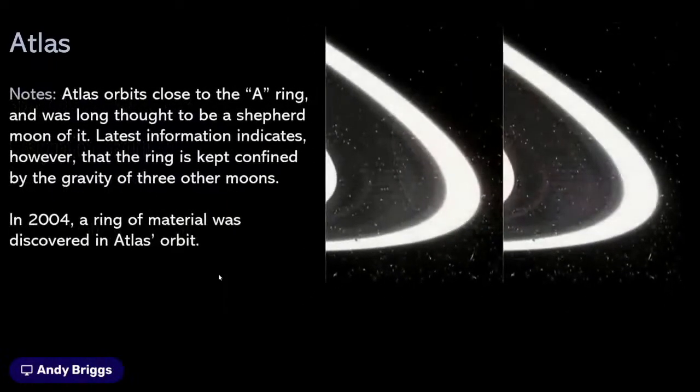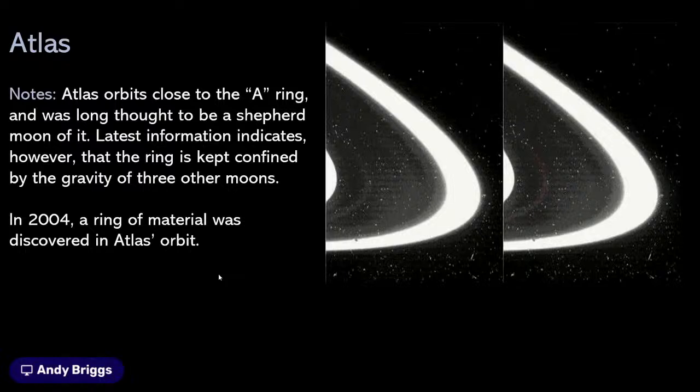And because for a long time, Atlas was thought to be shepherding the A ring to keep its shape, it's now thought that it isn't actually a shepherd of the A ring at all. Latest information indicates that the ring is kept within its limits by the action of three other moons, Prometheus, Janus, and another one I can't remember. So Atlas is not actually a shepherd moon.